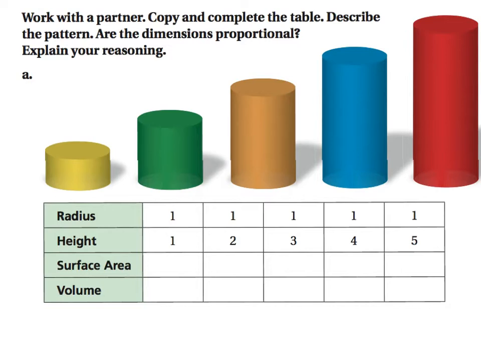These are obviously all cylinders where the radius stays the same. So all I am doing is changing the height. Remember, a cylinder is pi r squared h for volume, and the surface area is 2 pi r squared plus 2 pi r h.